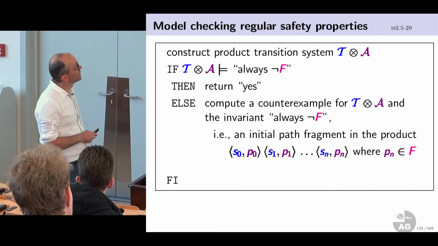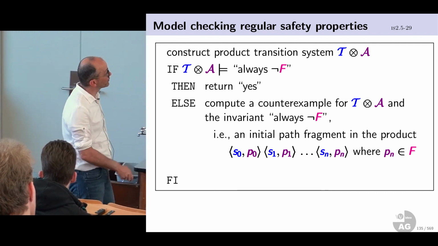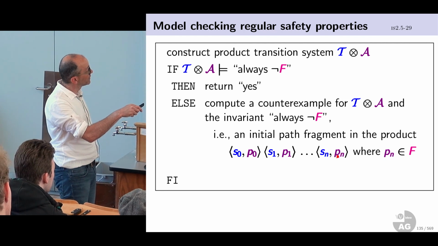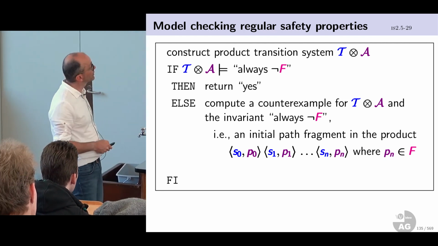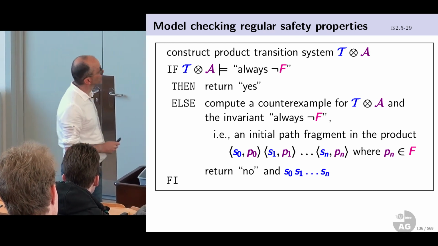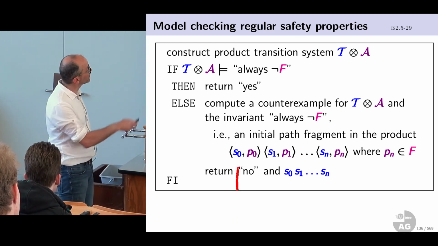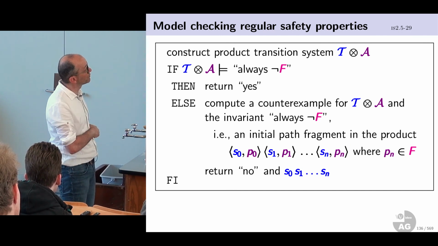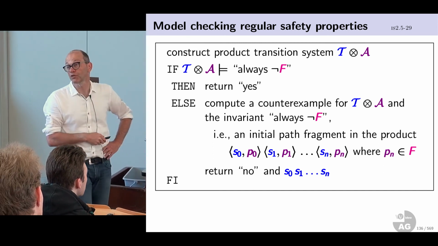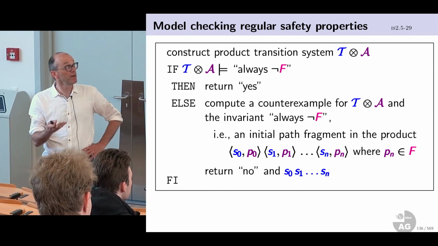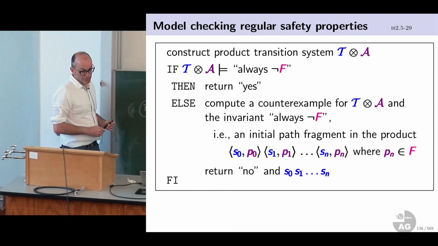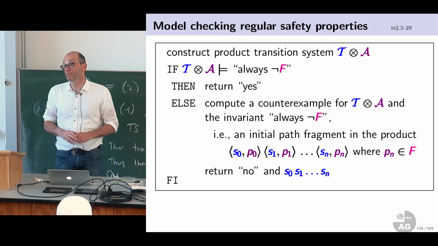How do you do this? It means that you're considering an initial path fragment in the product that looks like this. The final state, Pn, is an accepting state of the automaton. Then you return, of course, no, because you found a counterexample. And the counterexample that you give back is just you erase the automaton states from this path fragment, and that gives you a path in my original transition system. And this is an example of a behavior of the initial transition system that violates the property.